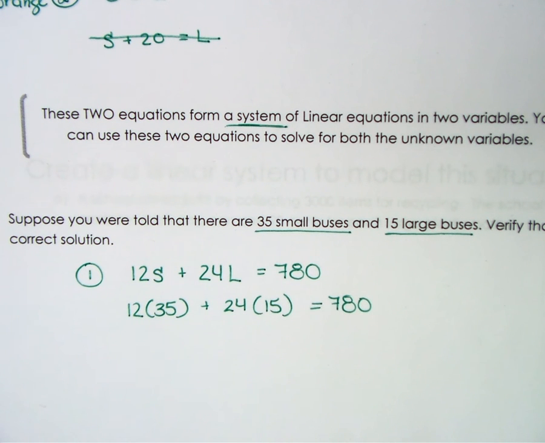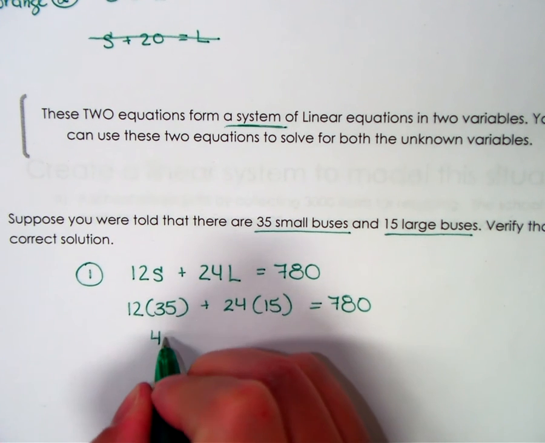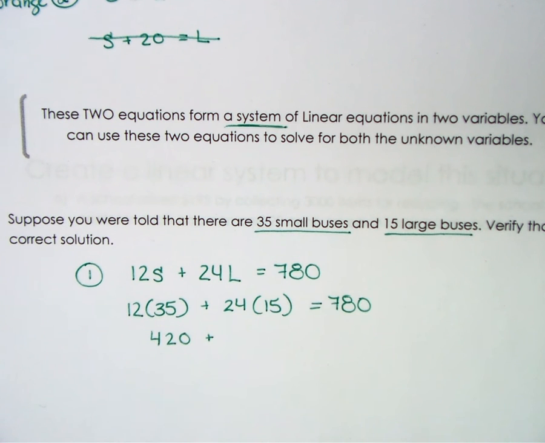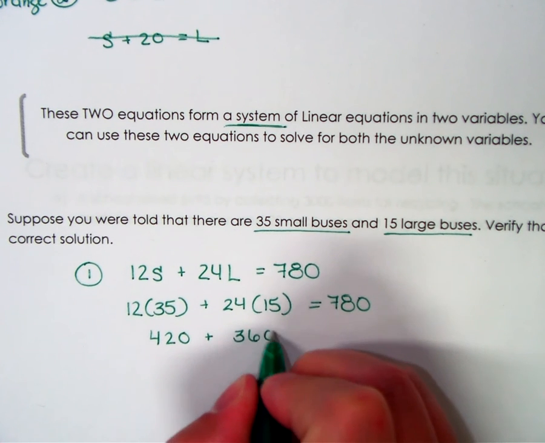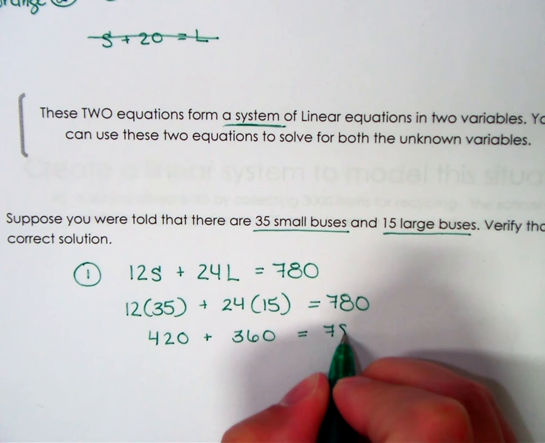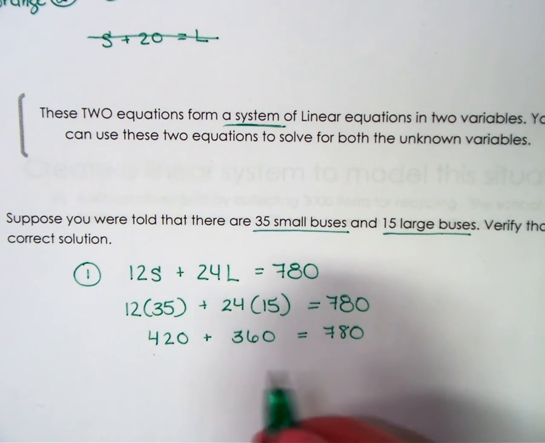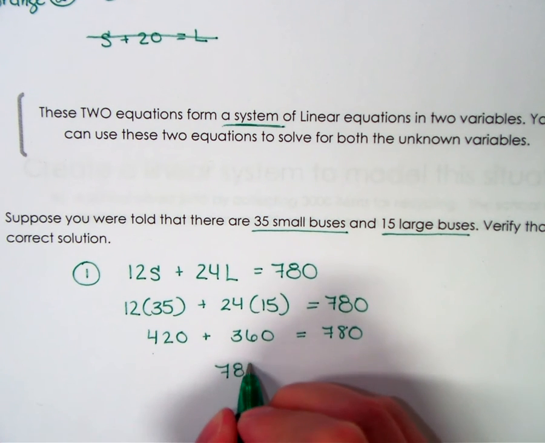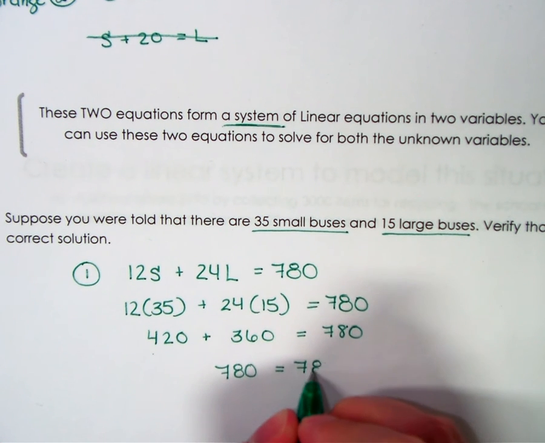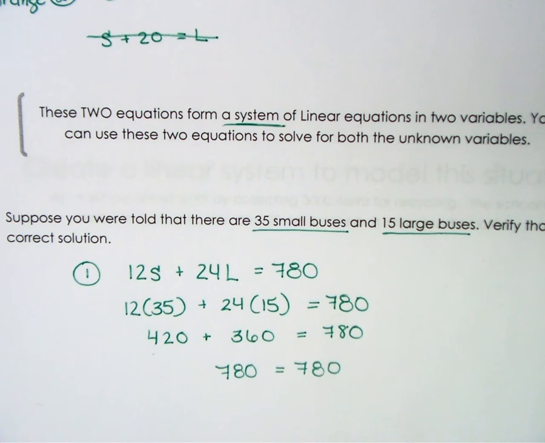So we'd have 12 times 35 plus 24 times 15 should equal 780. So 12 times 35 is 420 people. And then 24 times 15 is 360. So 420 plus 360 is 780 equals 780. Is that a true statement? Yes, that's a true statement.